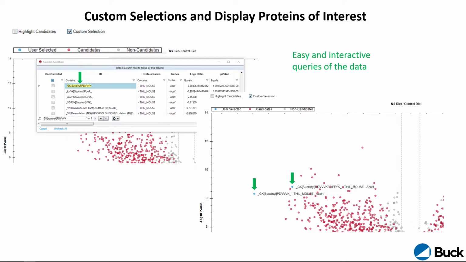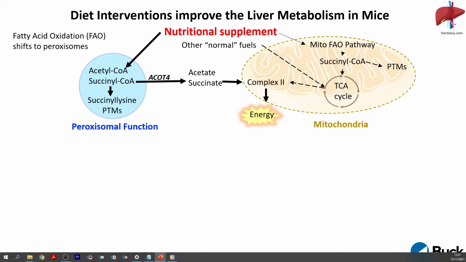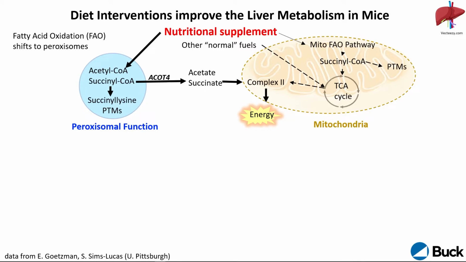Anyway, why is this so exciting? This is really cool. This nutritional supplement in the liver that I'm showing you here totally shifted the metabolic pathway from fatty acid oxidation that normally happens in the mitochondria over to peroxisomes. So it's a total remodeling, and in fact, this really gives good energy. It generates acetate and succinate, and then that in the end can go through the complex 2 and electron transport chain and generate energy.